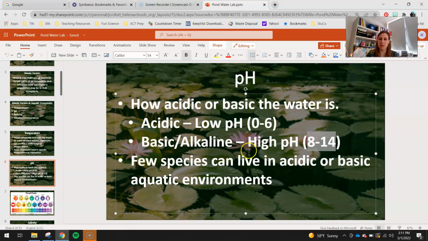Few species can live in acidic or basic aquatic environments. So really they need that neutral range to be able to survive, somewhere in between 6 and 8 generally. But again, it just depends. Even 6 or 8 might be too acidic or basic. We need basically water that's neutral.